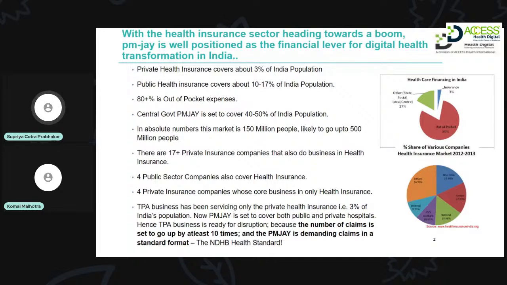Traditionally, with a limited number of claims, all of this has been handled manually. But with the insurance coverage going up to 40 to 50%, the claims are going to go up exponentially, and it is expected that this cannot be handled manually. So there is also going to be a demand for these claims to be in an electronic format, and PMJ also demands that the claims are in a certain standardized format when they are submitted.